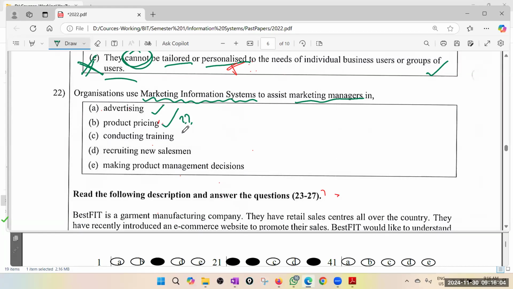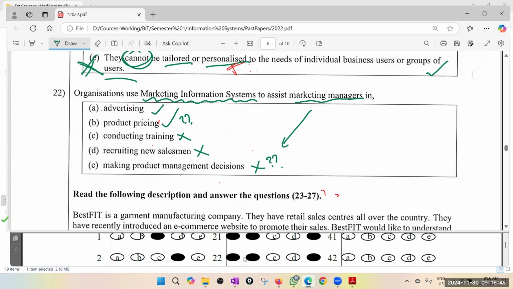Conducting training is more an HR related thing. Recruiting, though it's a new salesman, recruiting is more HR work. Making product management decisions, sometimes the marketing department influences it, but usually product management is more for the product managers, engineering managers, and so on. I don't know whether they will take it because sometimes marketing managers influence it, but I will say no. Okay, so this is again a little bit debatable. So I'll go for A and B. B is also a little bit, no, I'll go for A and B. Okay, 22.